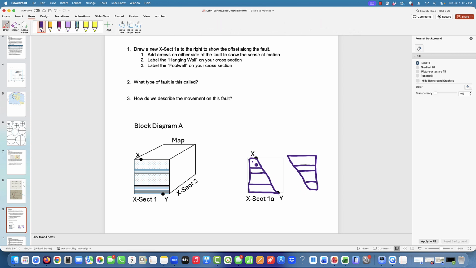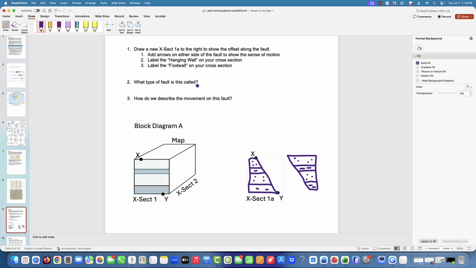Top one, sandstone, then shale, then sandstone, then shale, same over here. And then you're going to show that offset. Once you show the offset, one of these sides you're going to label as the hanging wall, and the other is going to be the footwall. You'll put that on one side or the other, but you'll have to indicate which of these is the hanging wall and the footwall.